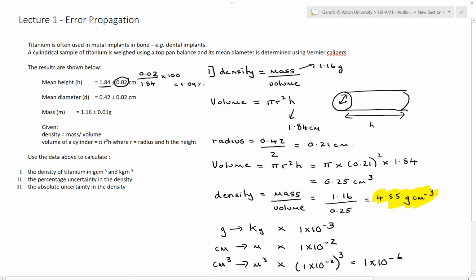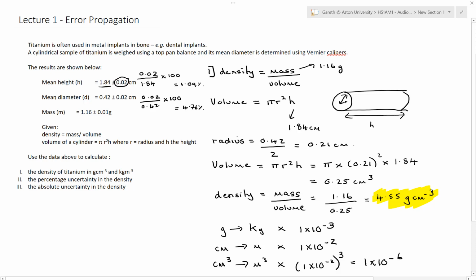So the percentage uncertainty in the mean height is 1.09%. Repeating that for the diameter and the mass, we'll find the percentage uncertainty in the diameter will be 0.02 divided by 0.42 multiplied by 100 to give us an answer of 4.76%.